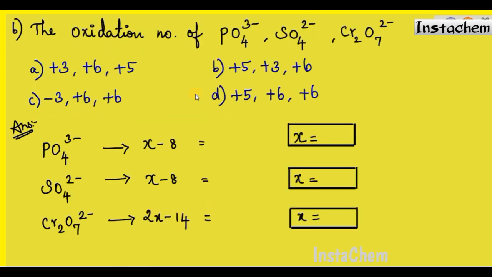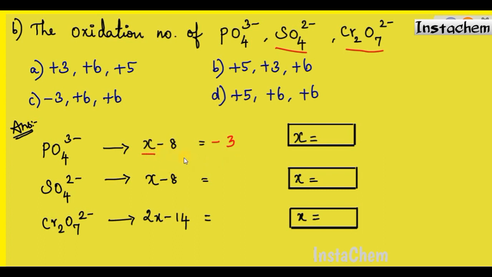Now let's talk about the next one. The oxidation number of PO4 3-, SO4 2- and Cr2O7 2-. In the same order we have to find the oxidation number. It is very easy. PO4 3-. For phosphorus let us take X. For oxygen -2, 4 into 2, -8, that is equal to -3.